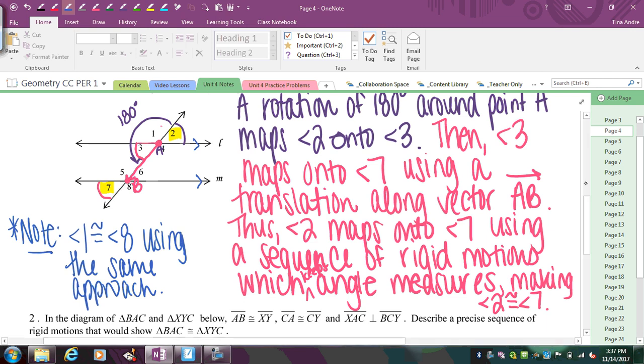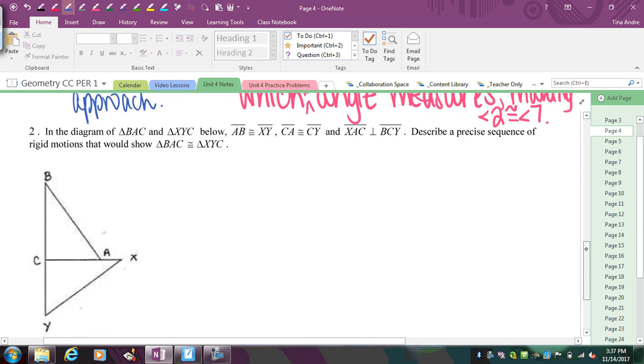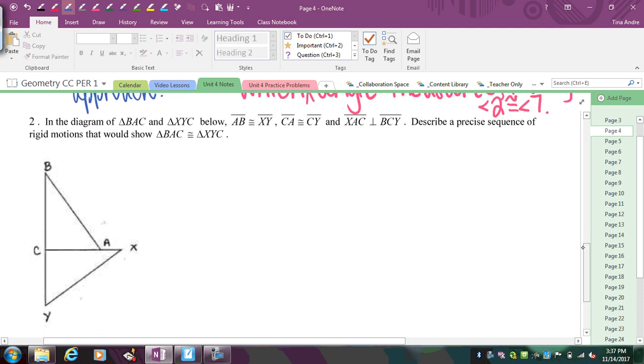So let's do the same process, but let's look at a couple of triangles instead. So notice again, there's no grid. They give us some information that we can use. We can mark the diagram. But again, we're going to do this informally where we're really just looking at how can I map one onto the other. So it tells me perpendicular, so I mark that as right angles. So we want to figure out a rigid motion or a sequence of rigid motions that will map one triangle onto the other to show that they are congruent.